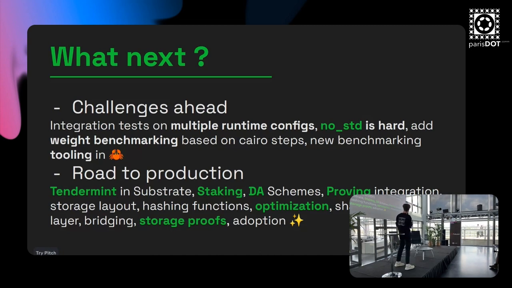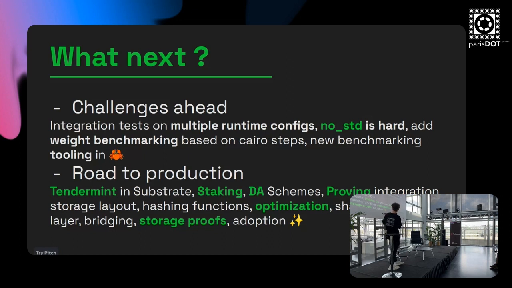Then multiple runtime configs. I think that's a very interesting problem as well. How can you run tests? Again, with a lot of different runtime configs, like with different hashing functions, with different pallets configuration. This is not something that we found, so it's a pretty neat problem.